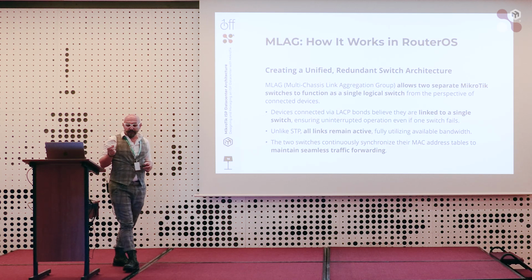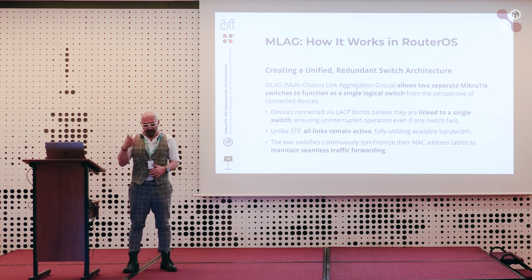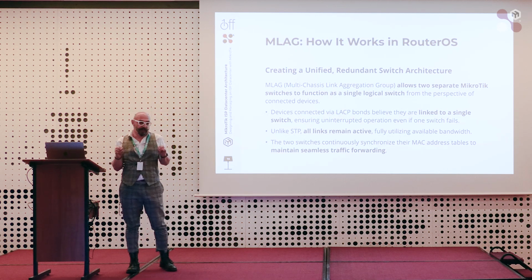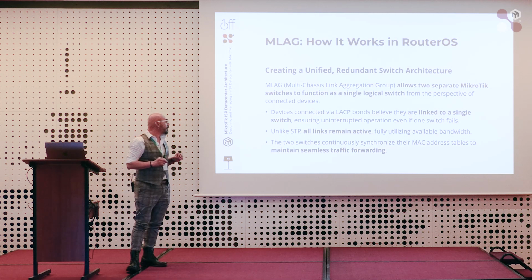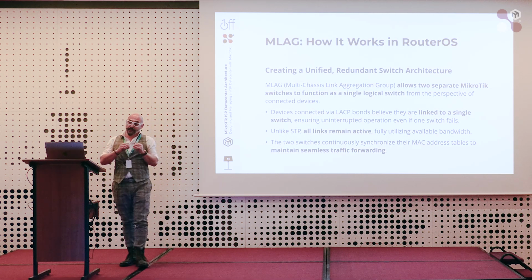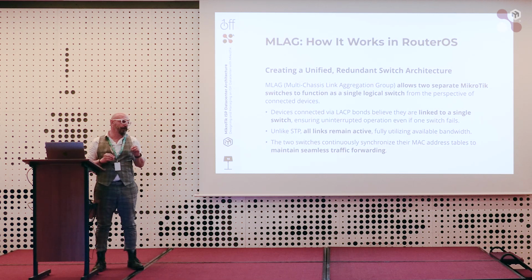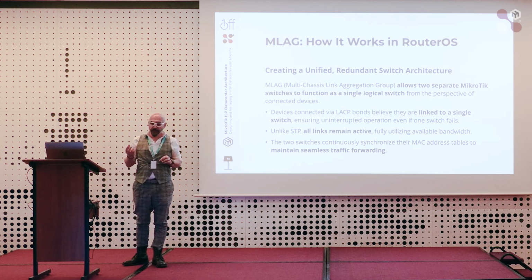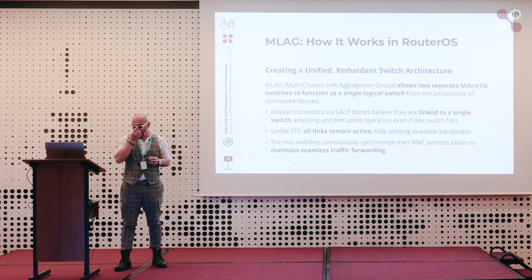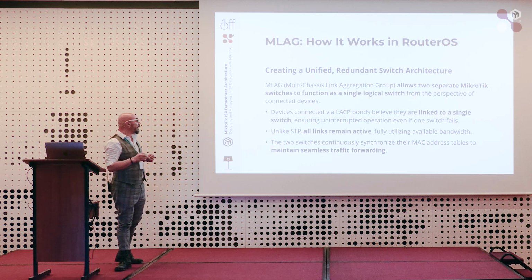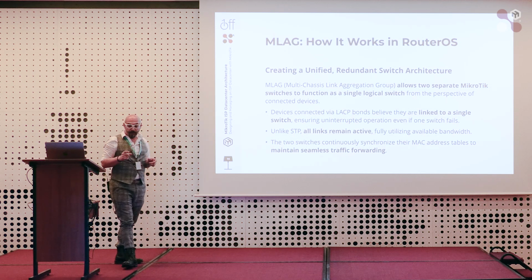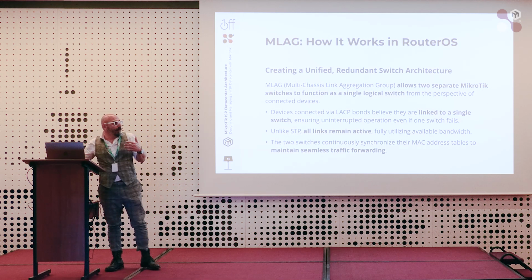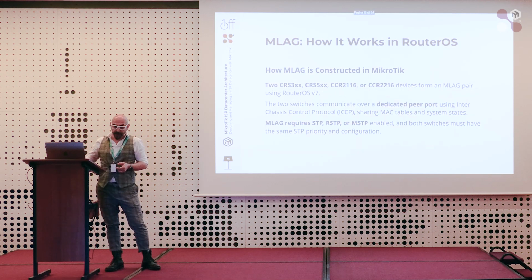Multiple chassis link aggregation group, MLAG, allows you to create a structure in which two separate switches function as a single switch. So in case you have some problem with one switch, or you need to upgrade the software of one switch, the other is working at the same time. And all the links remain active during this process. The traffic is going on all the links at the same time.